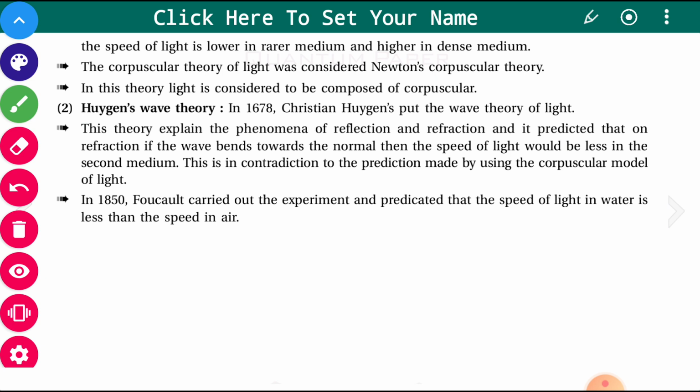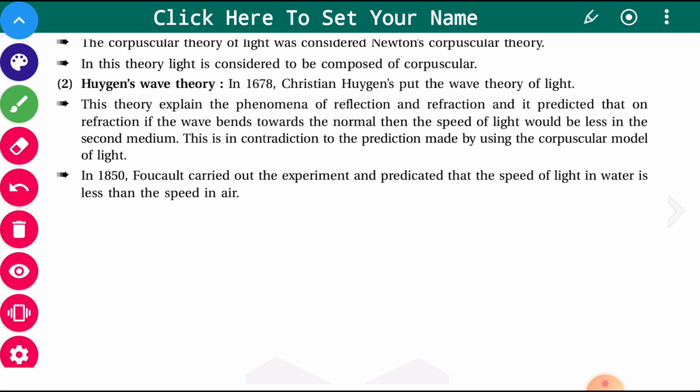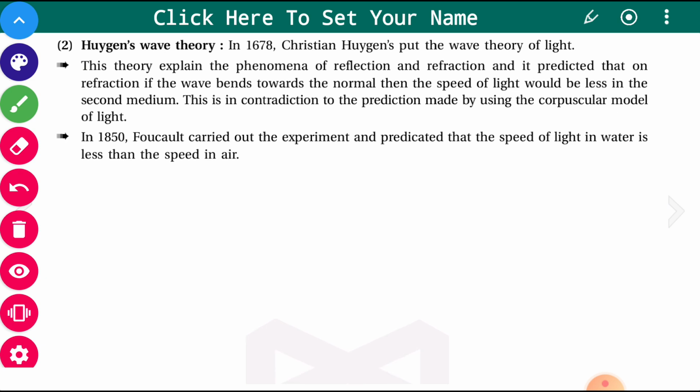Now Huygens' wave theory. In 1678, Huygens put forward the wave theory of light. This theory explained the phenomena of reflection and refraction, and it predicted that on refraction, if the wave bends towards the normal, then the speed of light would be less in the second medium, that is in a denser medium. This is in contradiction to the prediction made by the other model.